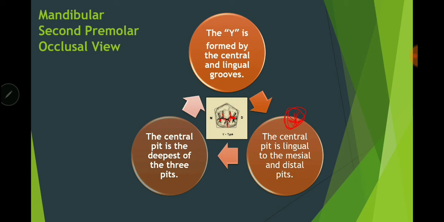When you draw this, the central pit is here. And you can see when you draw lines there and here, that central pit is on the lingual side. So the central pit in the Y type mandibular second premolar is located more to the lingual than the mesial and distal pits. And the central pit is the deepest of the 3 pits.